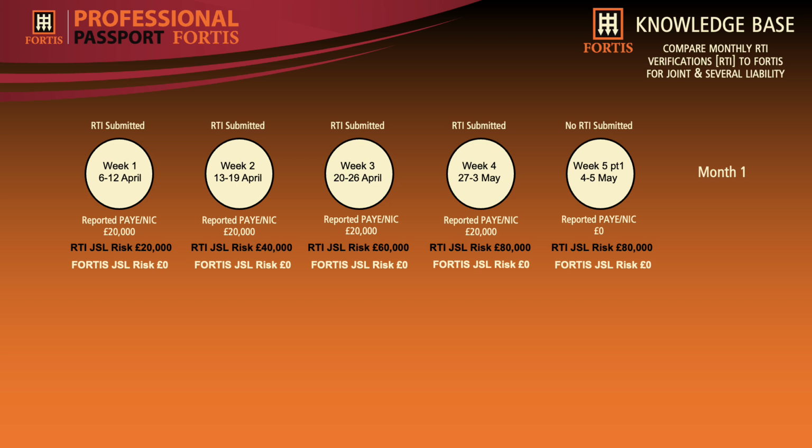several liability rules. We'll work through an example and use workers who are paid weekly with the reported PAYE liabilities on each week running at £20,000. We can see on this slide that after each weekly pay run, the potential liabilities for the monthly RTI verifications are growing, as these PAYE liabilities are not due until the 22nd of the following month. Fortis liabilities are settled and so continue to run at zero.